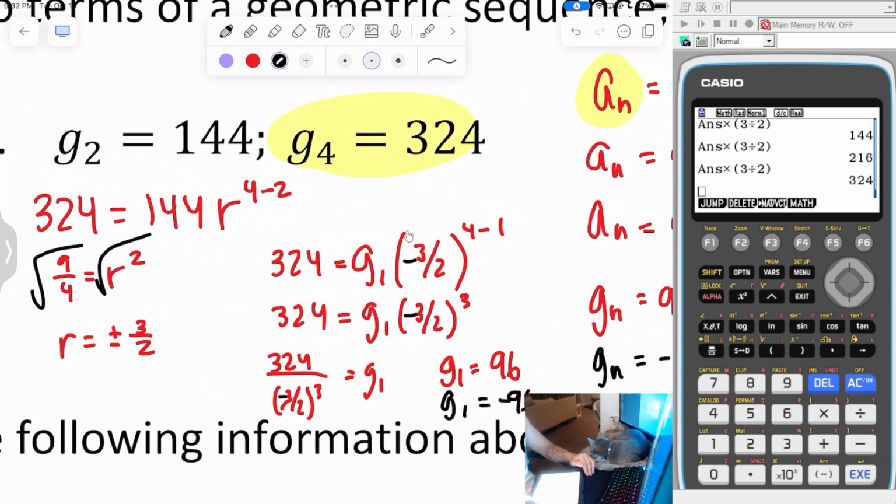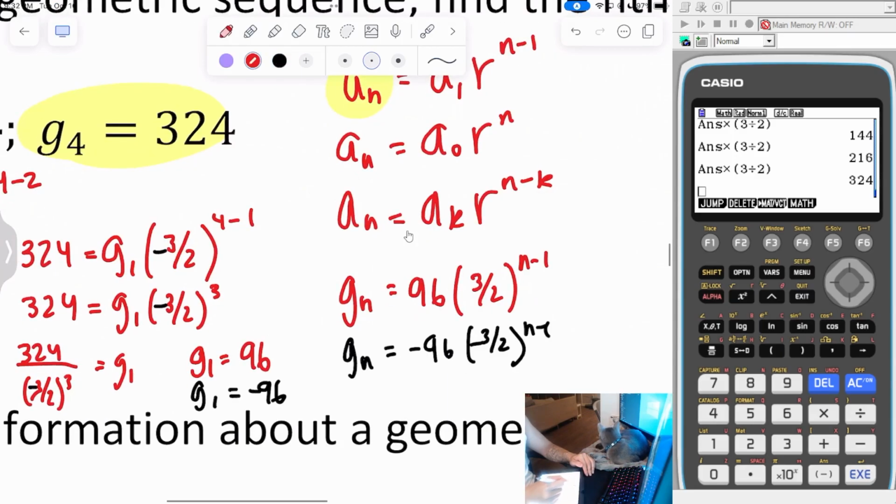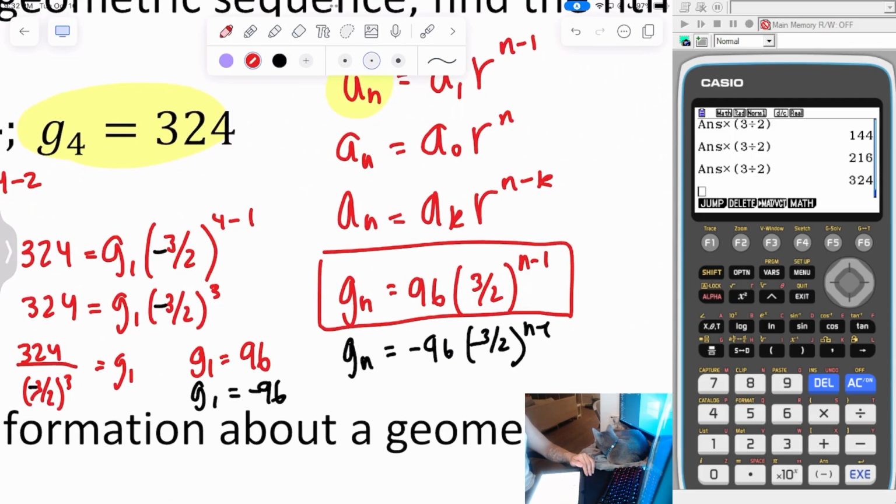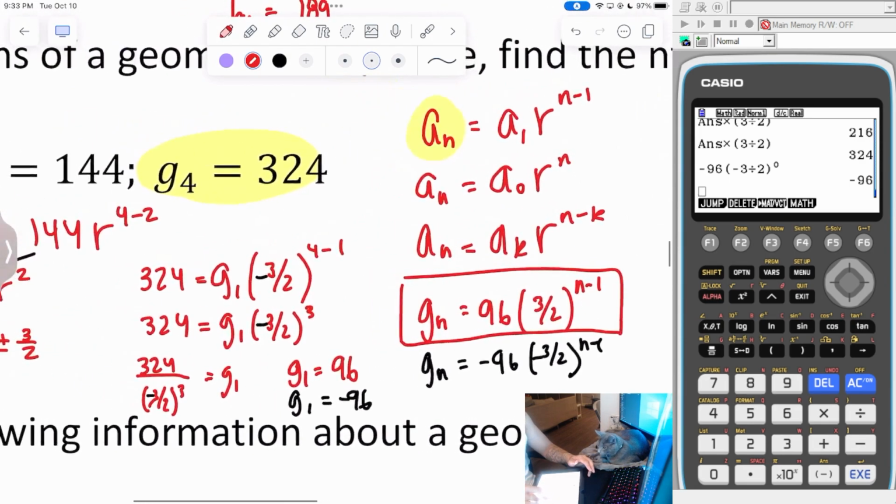Let's keep going. Let's box in the first one for sure. That one for sure works. What about the second one? The only thing that really changes here is that I have negative 96 times negative 3 halves to the power of 0 to start off with. Let's find the first term of this one. Notice here I get negative 96 for my first term. That's different from the positive 96 I got earlier.